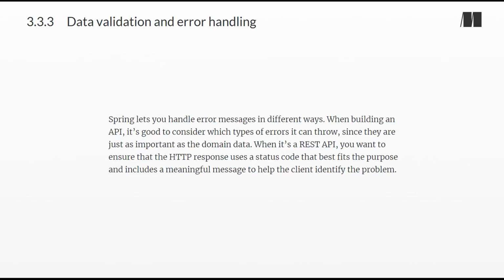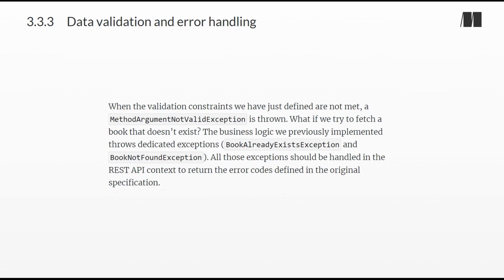Spring lets you handle error messages in different ways. When building an API, it's good to consider which types of errors it can throw, since they are just as important as the domain data. When it's a REST API, you want to ensure that the HTTP response uses a status code that best fits the purpose and includes a meaningful message to help the client identify the problem. When the validation constraints we have just defined are not met, a MethodArgumentNotValidException is thrown.